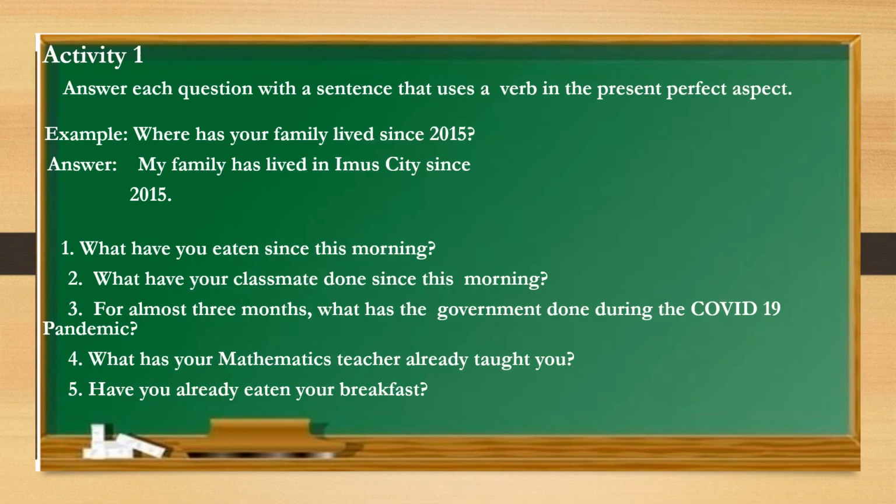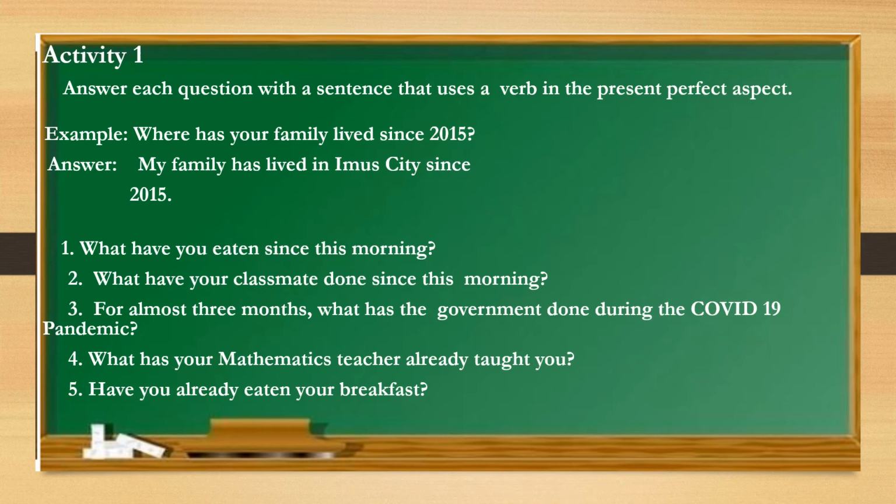Now, let's move on to activity 1. Answer each question with a sentence that uses a verb in the present perfect aspect. Example. Where has your family lived since 2015? Answer. My family has lived in Imo City since 2015.